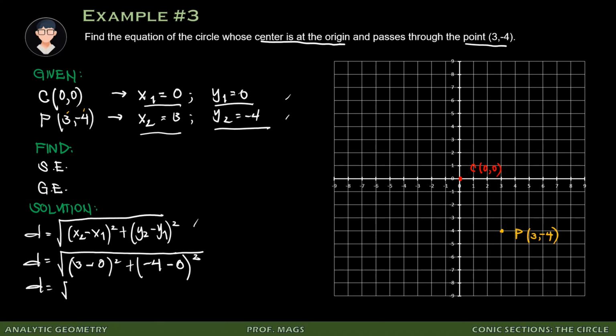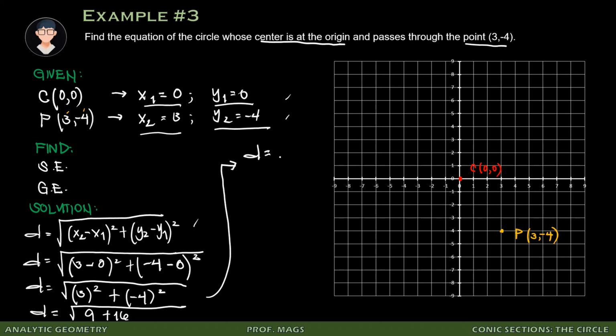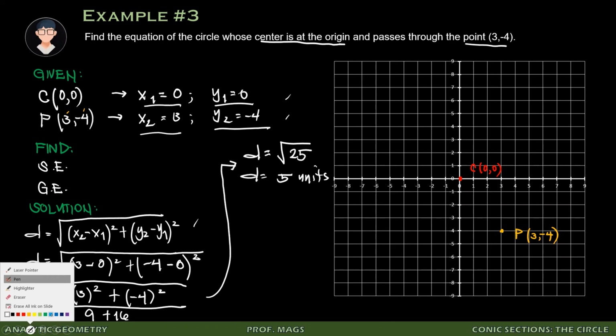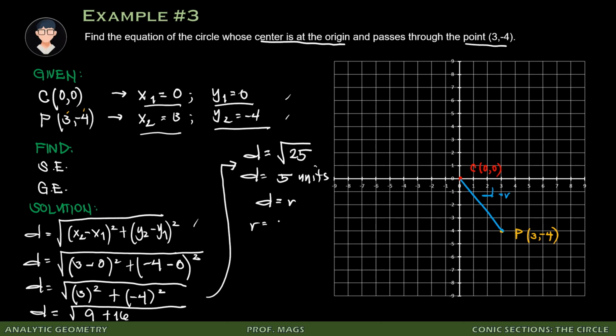So d is equal to 3 minus 0. That will be 3 square plus negative 4 minus 0, that is negative 4 quantity square. So d is equal to the square root of 3 square is 9. Negative 4 square is 16. So d is equal to 9 plus 16, that is equal to 25. So d is equal to the square root of 25. And the square root of 25 is equal to 5 units. So this distance right here is our D, and that is equal to R. Since ang pinag-uusapan natin dito ay radius. So D is equal to R, and R is equal to 5 units. So the radius of our circle is 5 units.